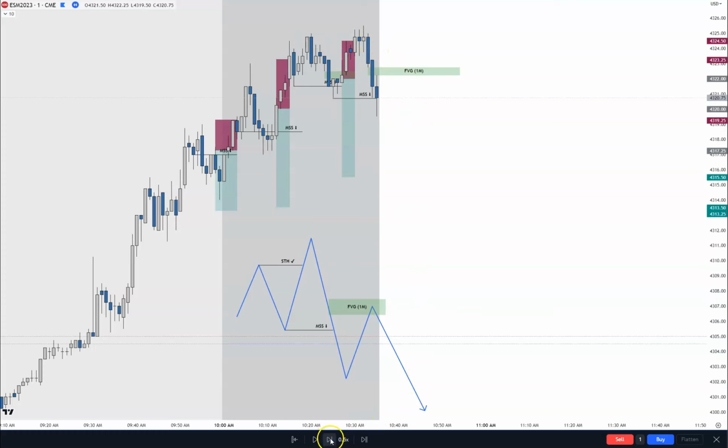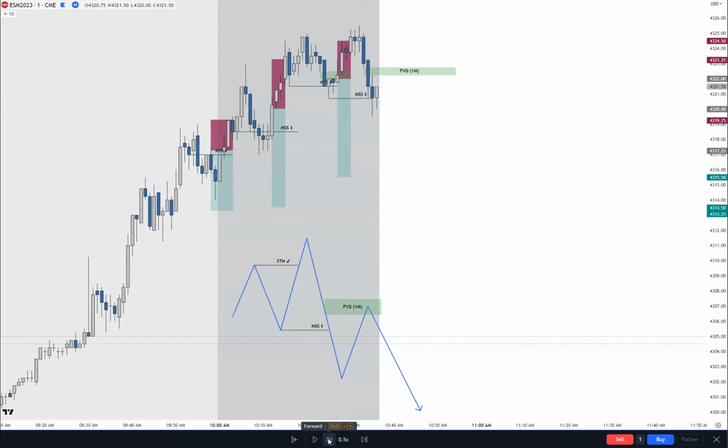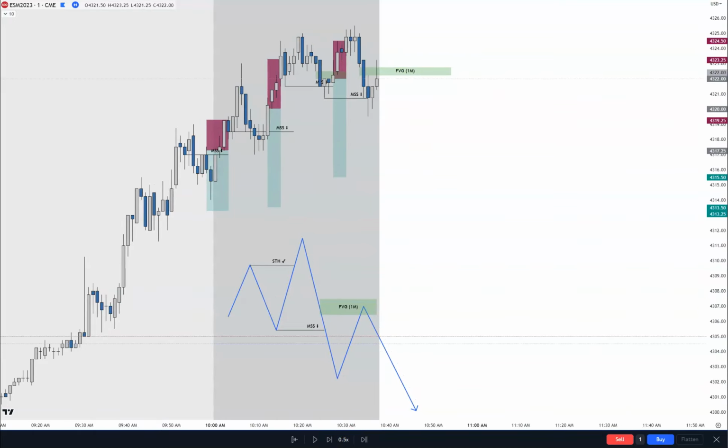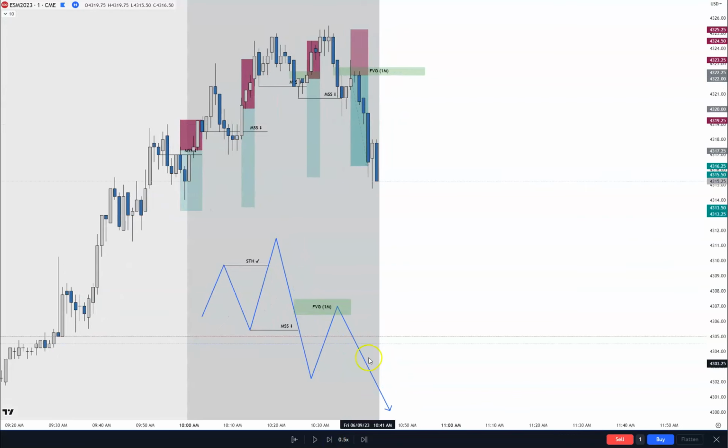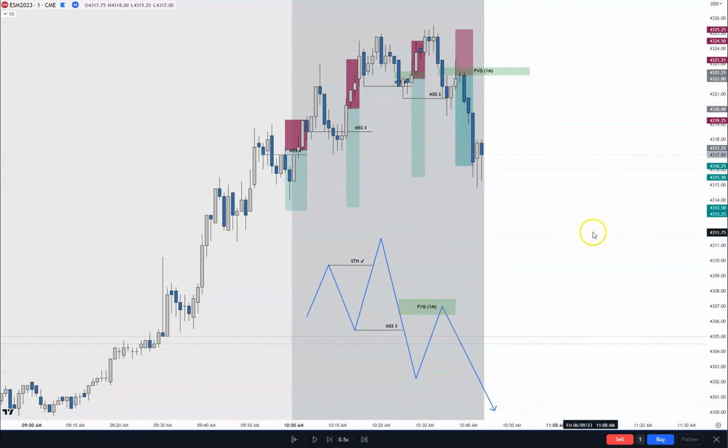So now, if it comes back up, there you go. I'm taking that trade. Where would your stop be? 1 tick above the high here on the first candle. Okay? How does it play out? There you go. Okay? See how proper market structure could get you into more winning trades?